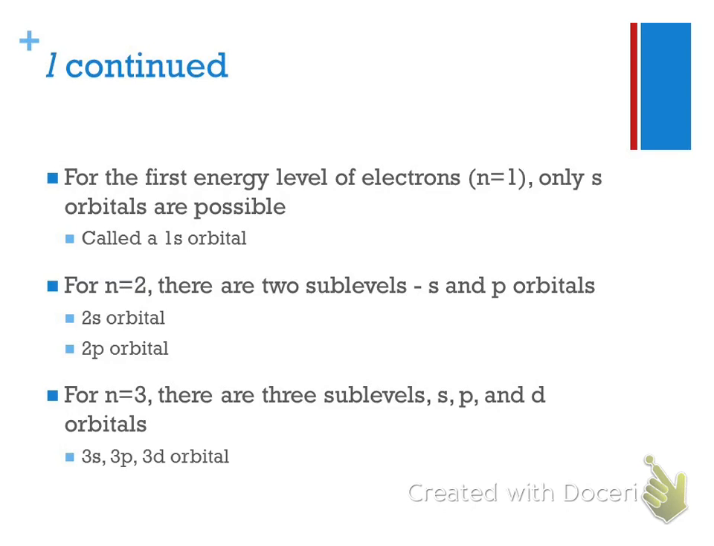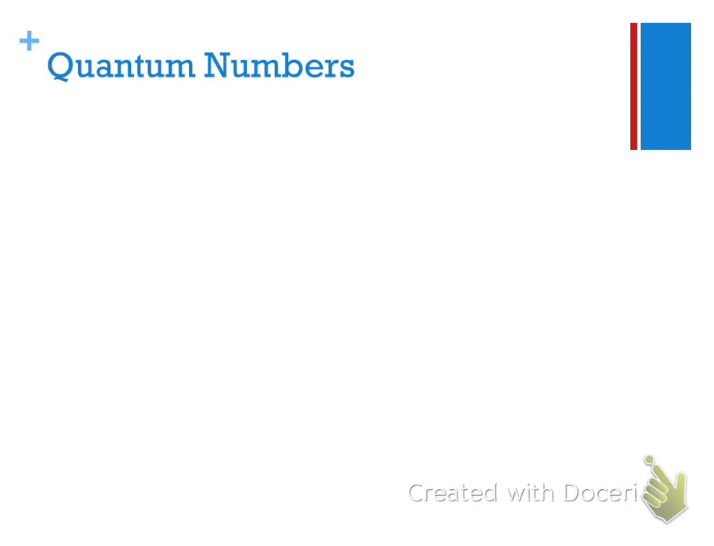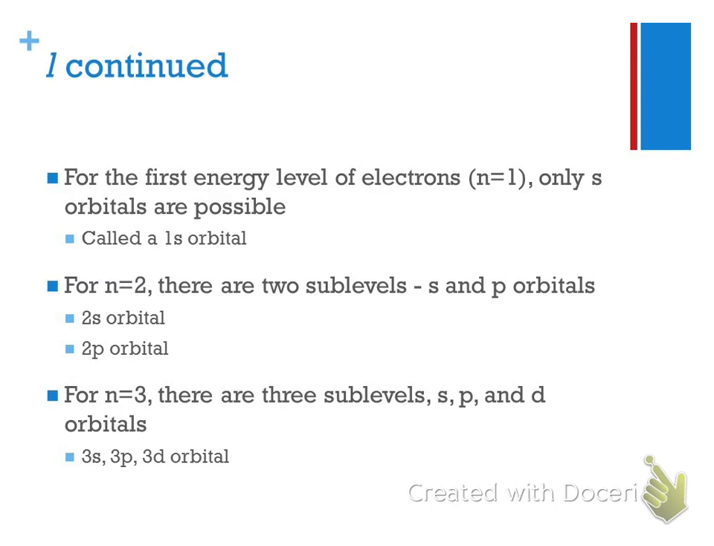So as we move down the periodic table, you have more electrons as you move down energy levels, because you're increasing the number of protons, which increases the number of electrons. So you're going to have more and more types of orbitals to hold those electrons. All right, we're going to look at our third quantum number here really quickly, and then we're going to put it all together after we talk about 3 and 4.